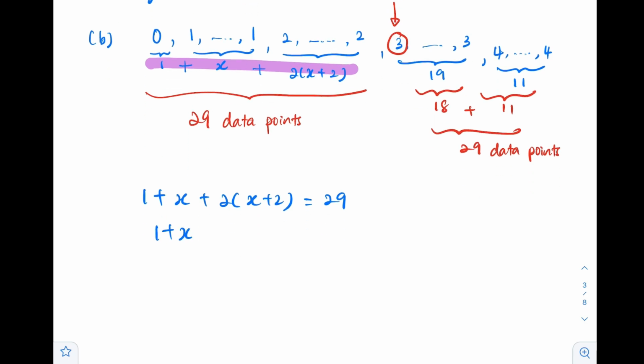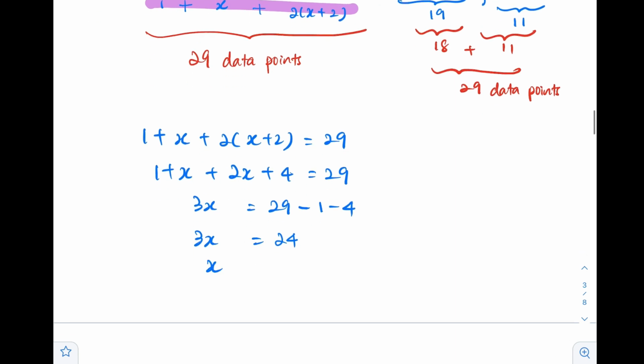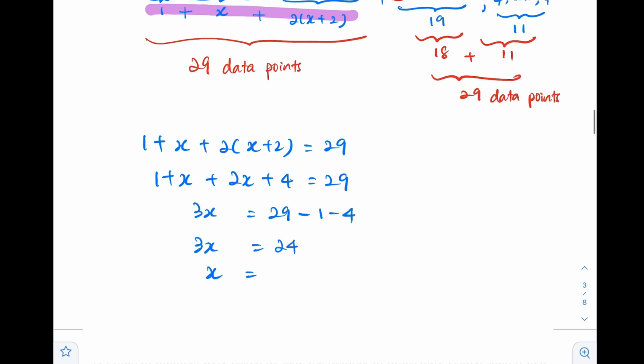To do that, I need to multiply the 2 to X and multiply the 2 to 2 to get 4. X plus 2X is 3X. On the right, 29, I subtract 1 and subtract 4, to get rid of the 1 and 4 on the left hand side. This would give me 24 on the right hand side. Therefore my X will be 24 divided by 3, that's 8.